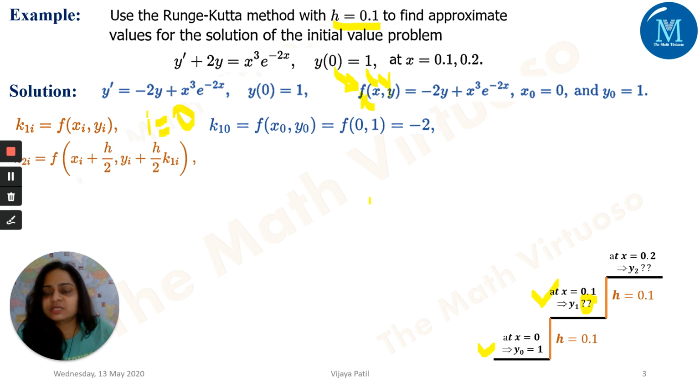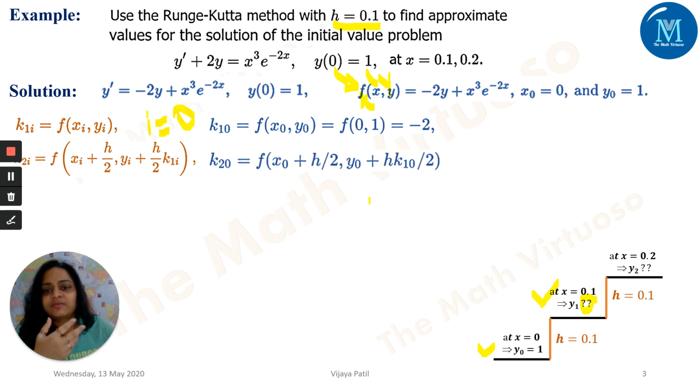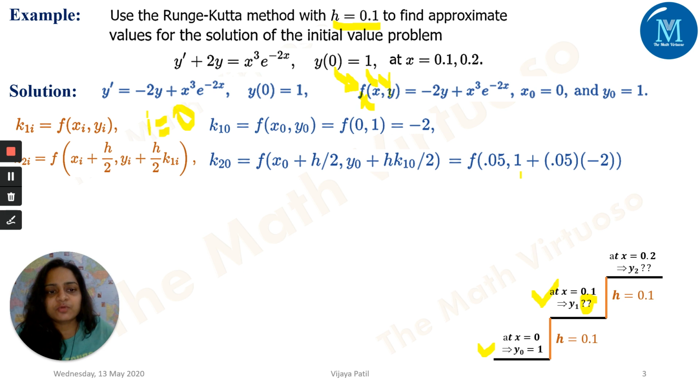What is k2i? It is f of xi plus h by 2, and so on. So let us do that with the values of i. Everywhere I'm putting i equals 0 for this first step. So k20 is equal to f of x0 plus h by 2 comma y0 plus h by 2 k10, which is equal to f of 0.5 comma 1 plus 0.5 into minus 2. What we have done is just put the values of x0, h, y0 and k10 to calculate k20. That's all.